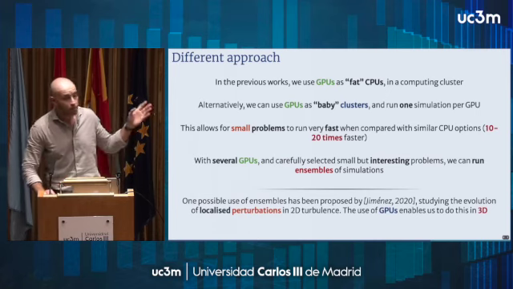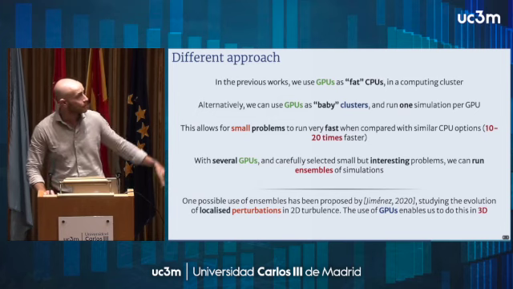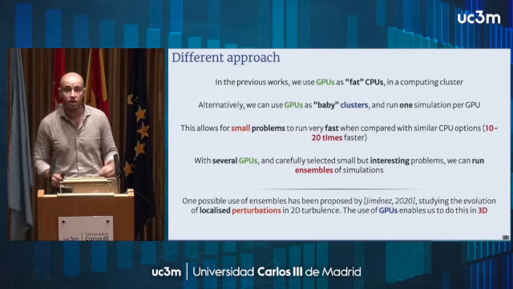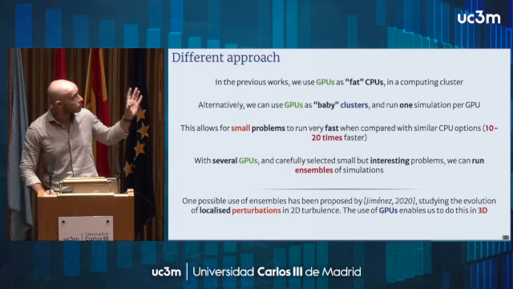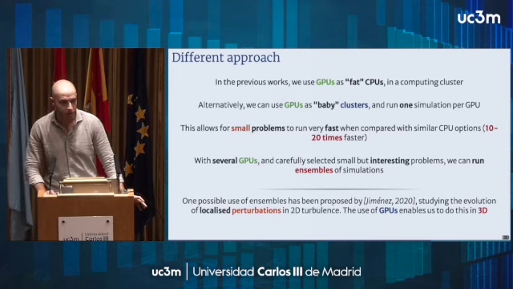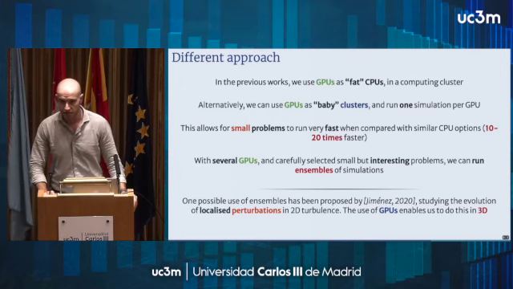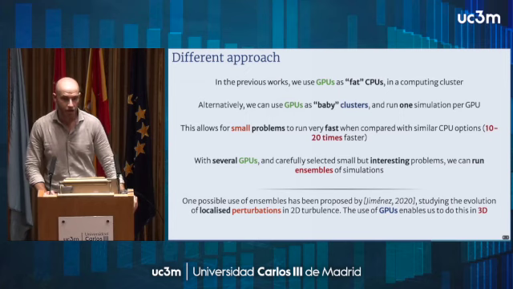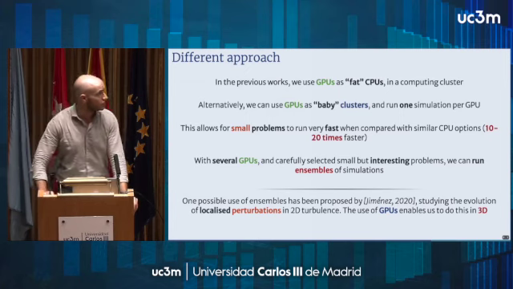So in a series of papers by my also first postdoc advisor, Jimenez, he did the study of the evolution of localized perturbations in 2D. He could do that by adding many localized turbulences in 2D turbulence, because 2D turbulence is a very cheap problem. We could do it in 3D during my postdocs because we had access to GPUs. And one GPU can run a 3D problem very, very fast. So I'm going to talk to you a little bit about this case.